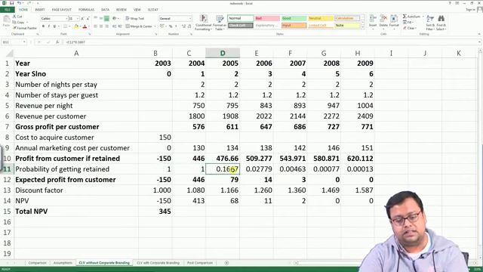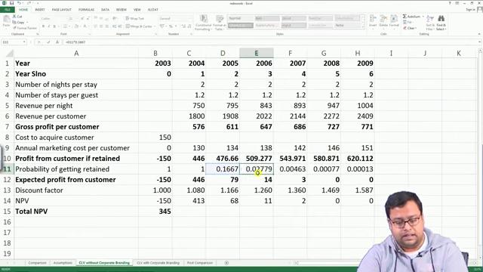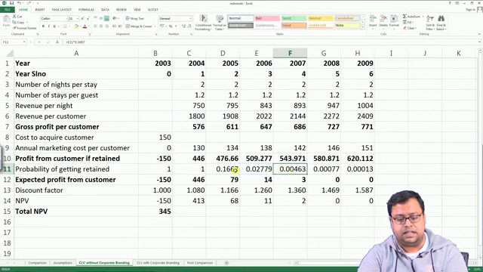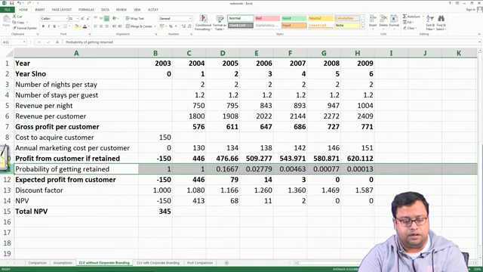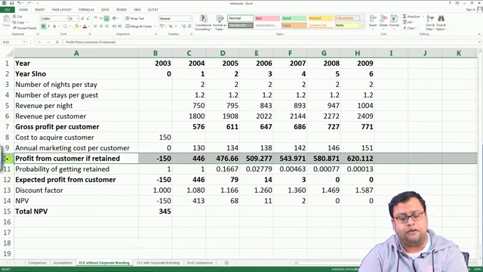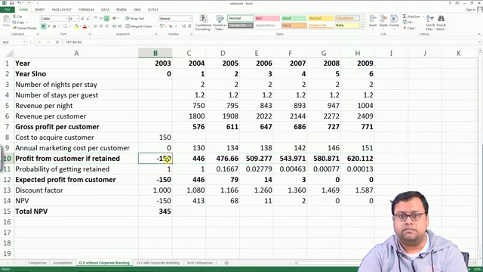After that the retention is 0.1167, then this into 0.1167, then this into 0.1167. So, basically 0.1167, 0.1167 square, 0.1167 cube, and so on. So, if this is the probability, and this is the probability of retention, and this is the profit if retained, then what is the expected profit? This into this, probability into x.